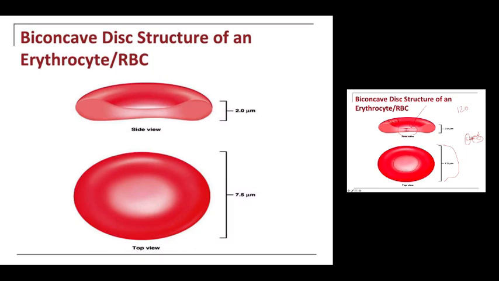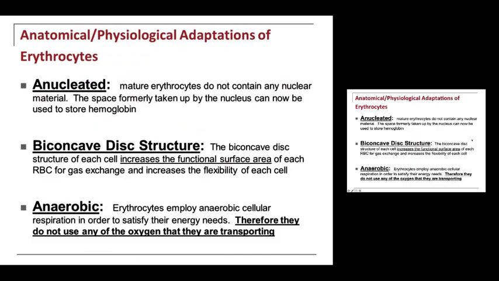And that bursting is essential in the recycling of the iron and the hemoglobin and the proteins that are there and the carbohydrates and the fats that may be in the cell membrane. So just keep that diameter in mind.